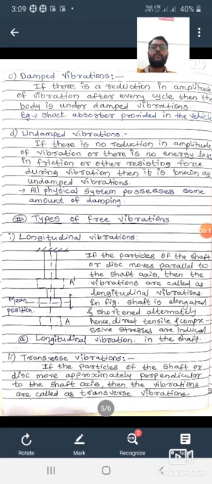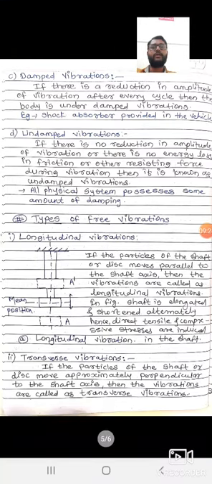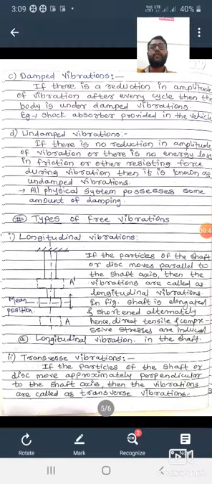The fourth type of vibratory motion is undamped vibration. Students, what is meant by undamped vibration? If there is no reduction in amplitude of vibration, or there is no energy loss in friction or other resisting forces during vibrations, then it is known as undamped vibrations. For example, all physical systems possess some amount of damping.